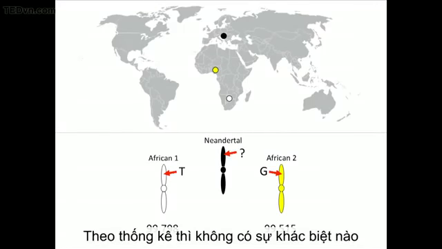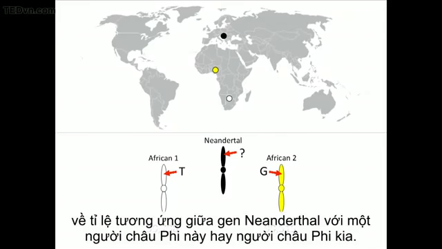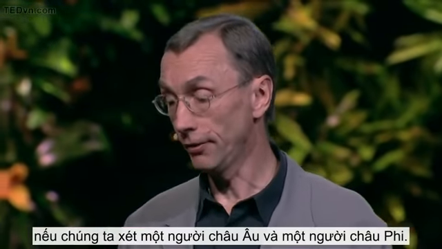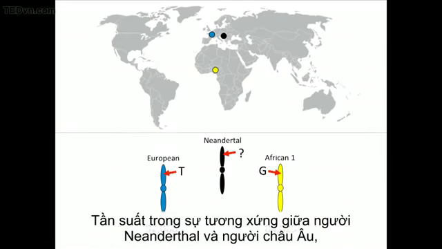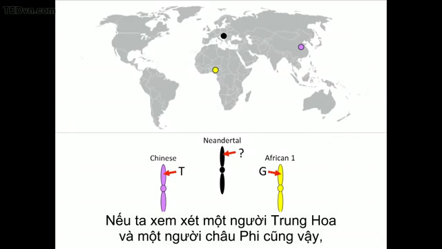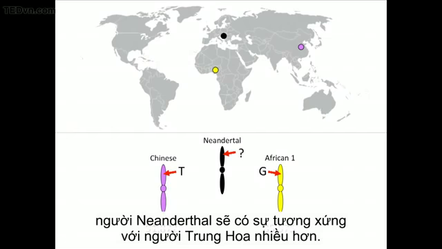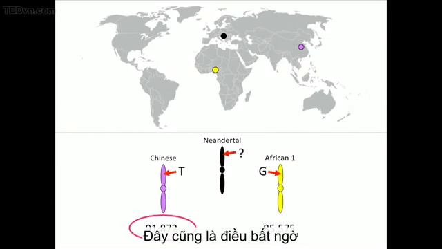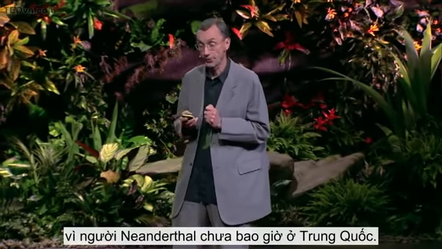Statistically speaking, there is no difference in how often the Neanderthal matches one African or the other. But this is different if we now look at a European individual and an African. Then, significantly more often, does the Neanderthal match a European rather than the African. The same is true if we look in a Chinese individual versus an African. The Neanderthal will match the Chinese individual more often. This may also be surprising because the Neanderthals were never in China.